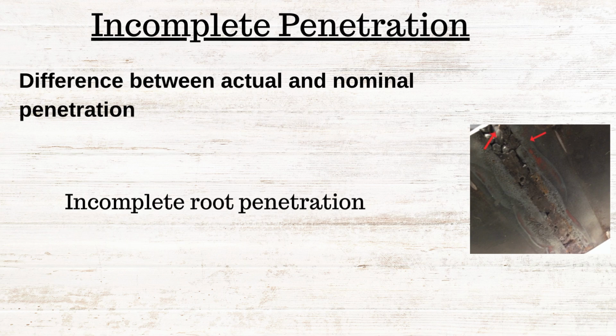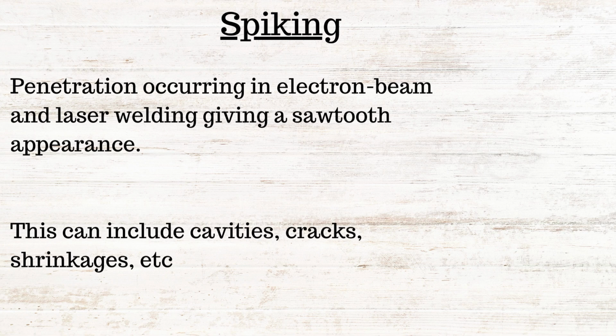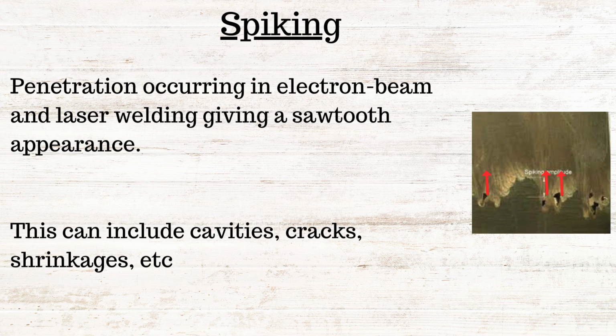There is another type of imperfection called spiking, which is extremely non-uniform penetration occurring in electron beam and laser welding, which gives a sawtooth appearance. You can see in the photograph how it looks. This can include cavities, cracks, and shrinkages, but you can see how it looks.